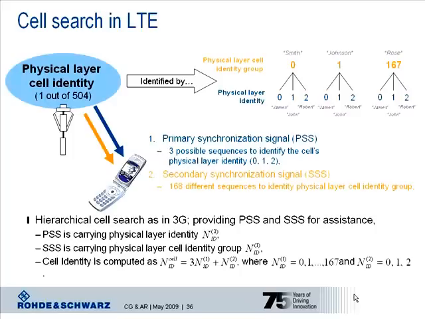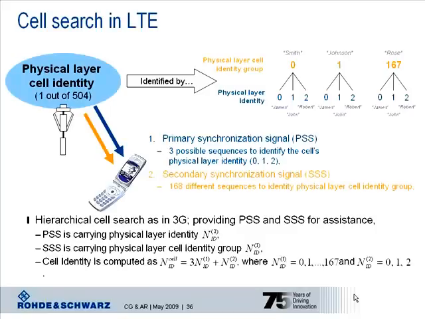To enable the usage of a hierarchical cell search, these identities are divided into 168 unique physical layer cell identity groups, where each group consists of three physical layer identities. A jingle to remember this principle is to think about first names and surnames. The most common English surname is, according to statistics, Smith, which would correspond to physical layer cell identity group number 0, for example.